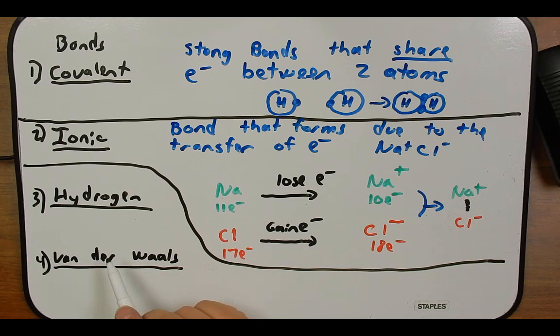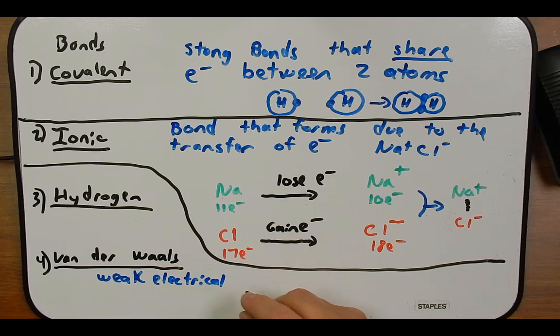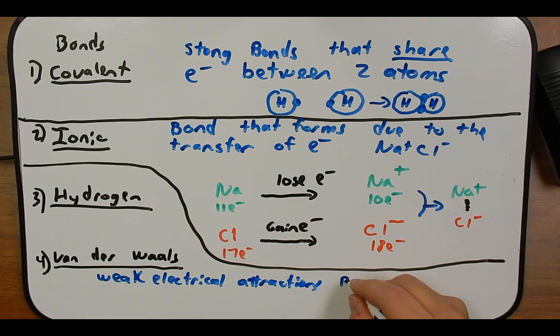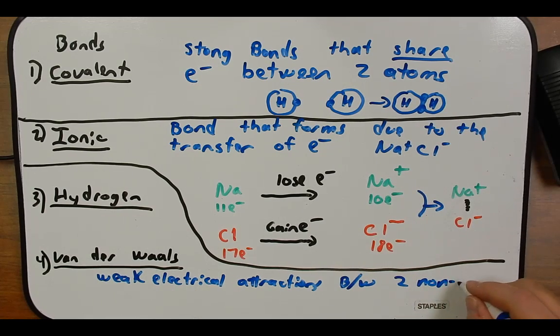So that was all ionic bonds, and I ran out of room to talk about the others, but that's just as well, because I want to skip hydrogen right now and spend just a little bit of time talking about van der Waals. I want to give you a brief definition, but I'm not going to spend a whole lot of time on it. Van der Waals interactions are due to weak electrical attractions between two nonpolar molecules.